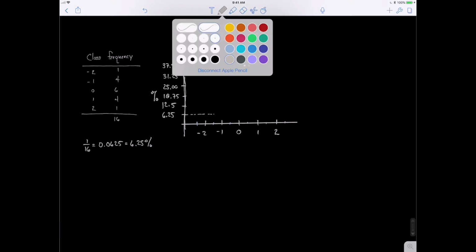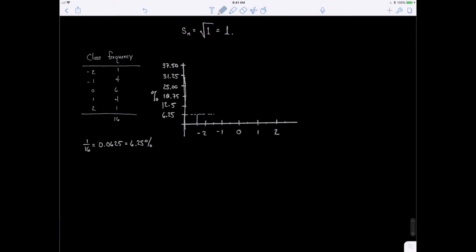So let's use a different color. I think it looks better and it's easier to see. So my first class is right there. My second one, well, that's going to go all the way up. My next class has a frequency of 4, which is the same as 25%. So that's going to come up like that and like that. And my next one is going to go all the way to 6/16, which is the same as 37.5%.